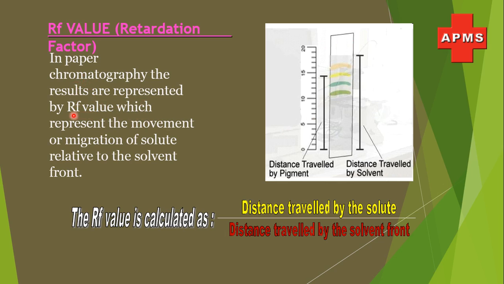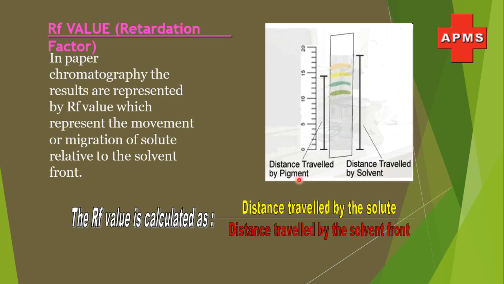So in the retardation factor, it shows the movement or migration of solute relative to the solvent front. Relative to the solvent front means we see the distance from this starting line. We compare the travel distance of the solvent and our sample components. So what is the RF value? It is calculated as the distance traveled by the solute or sample component upon the distance traveled by the solvent front.